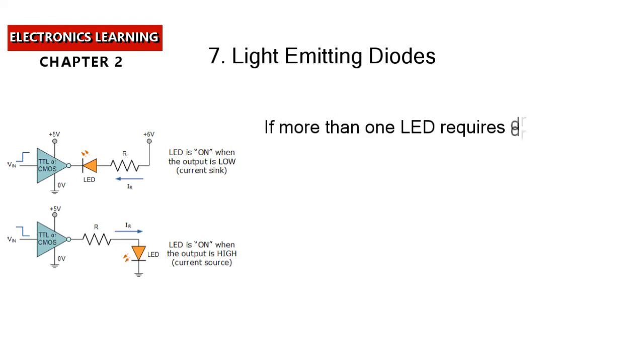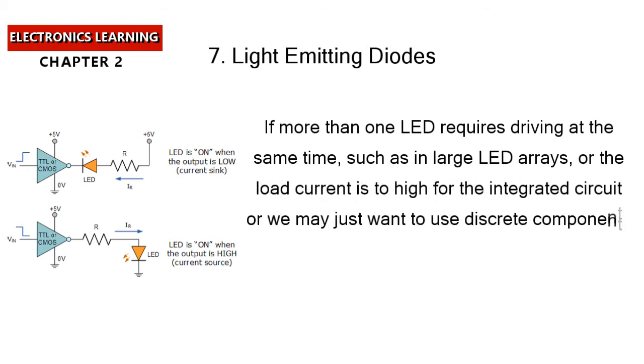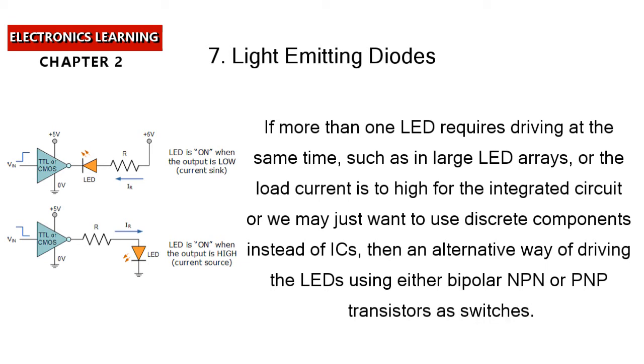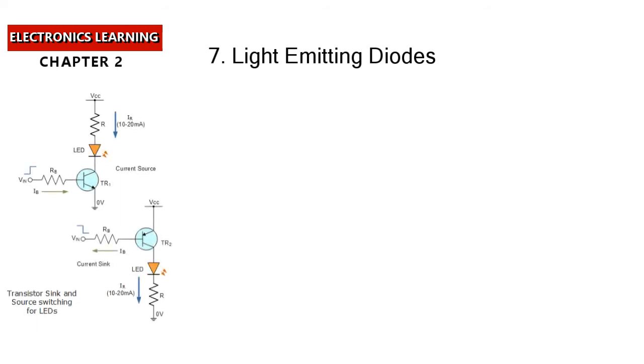If more than one LED requires driving at the same time, such as in large LED arrays, or the load current is too high for the integrated circuit, or we may just want to use discrete components instead of ICs, then an alternative way of driving the LEDs is using either bipolar NPN or PNP transistors as switches. Transistor driver circuit is shown.